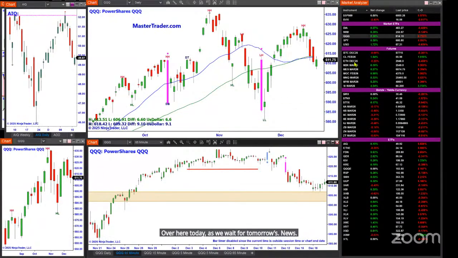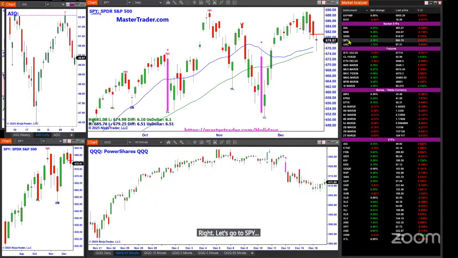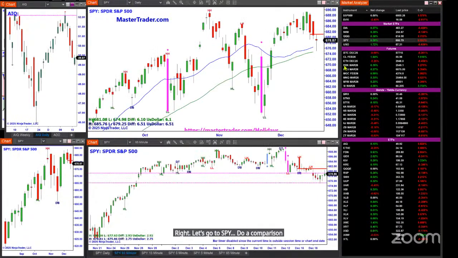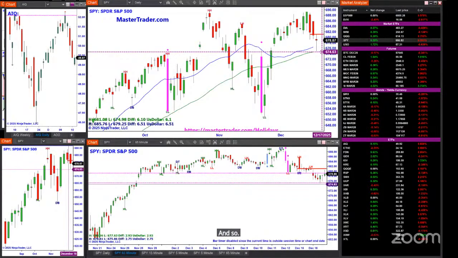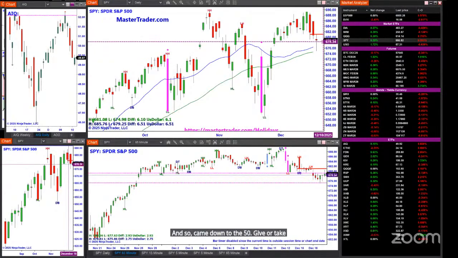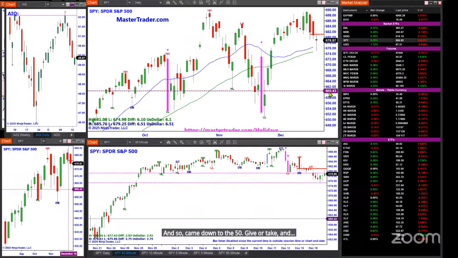All right. Let's go to SPY, do a comparison, and there is our bottoming tail bar. And so it came down to the 50, give or take, and got that bounce yesterday.